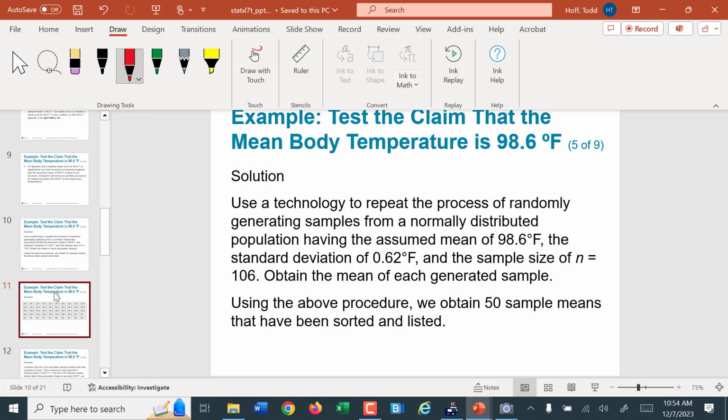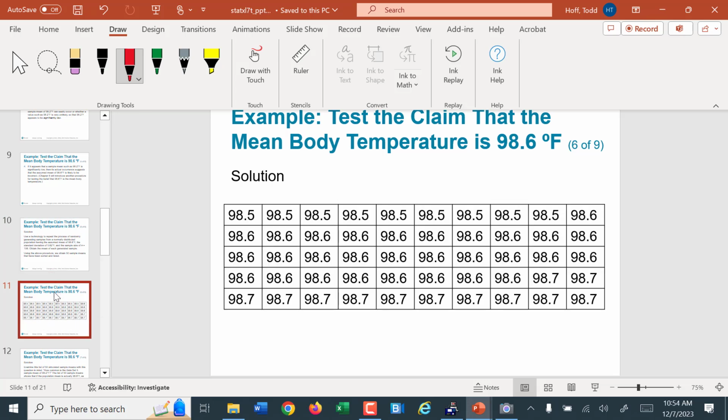We could use a simulation to do this. Here, though, we can't set up a computer to randomly generate these things, because for the computer to randomly generate body temperatures, we would have to input the mean and standard deviation. Well, we don't know those. That's what we're testing. But here our simulation is selecting people and measuring their temperature.